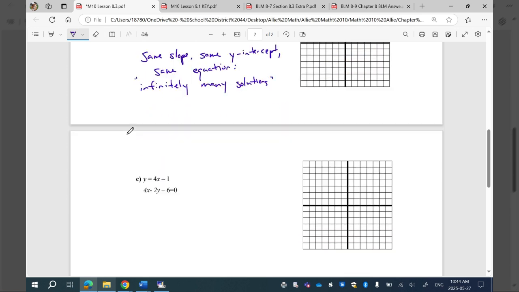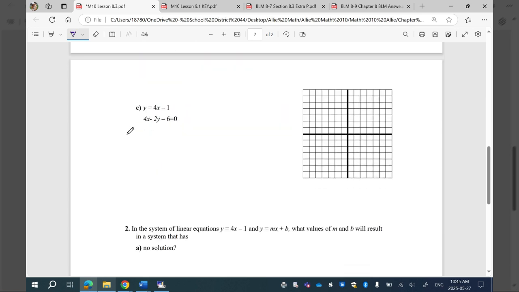Let's do our next one. We have our first one in y-intercept form, so let's graph that first. We are intercepting at -1, and then our slope is rise over run, 4 over 1. Up 1, 2, 3, 4, over 1, and down 4, over 1. So it looks like that.